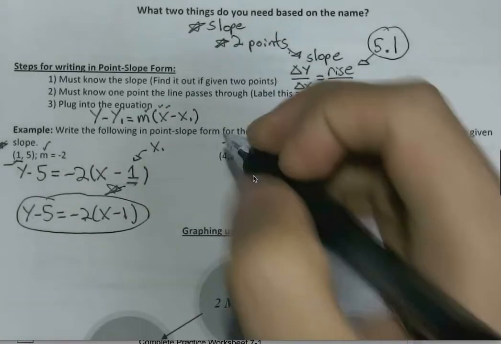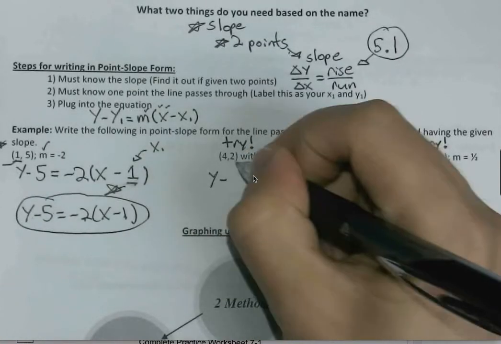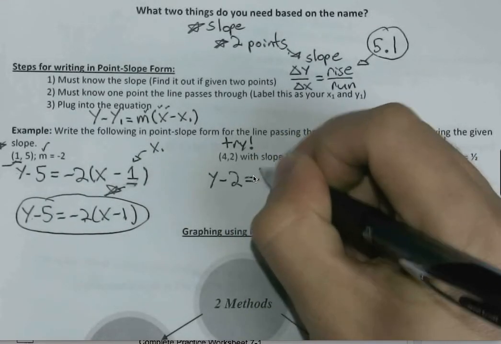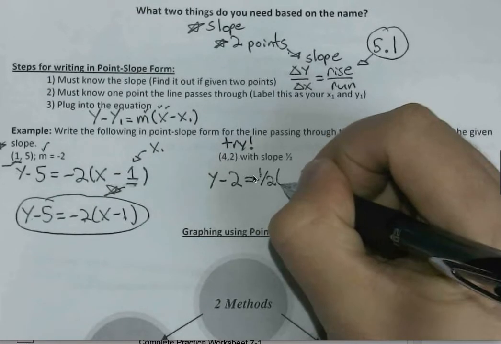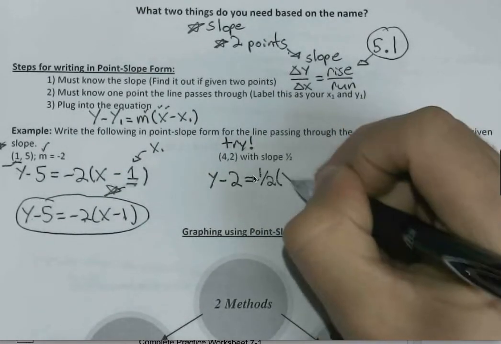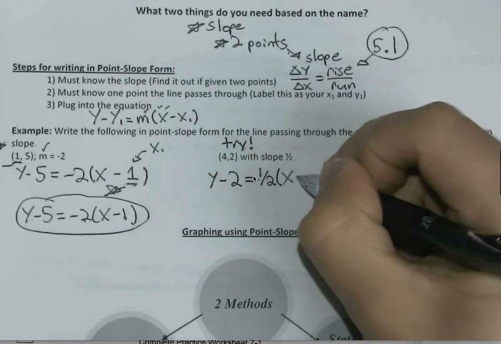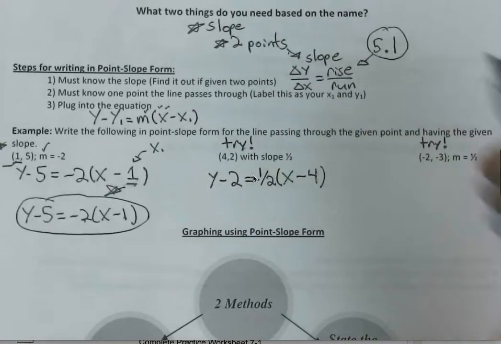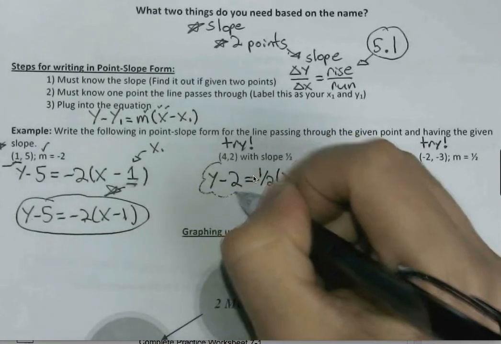Taking this from left to right, we have y, we're deducting the y coordinate, which in this case is 2. This is equal to the slope of 1/2, with parentheses, with x as the variable, then deducting the x coordinate of the point, which is 4. So we got that.